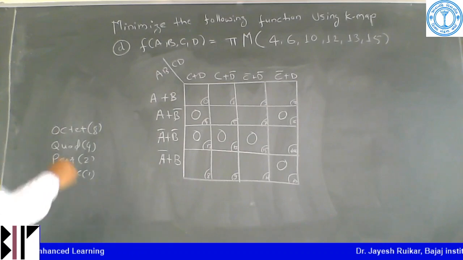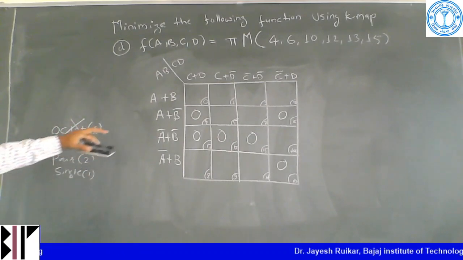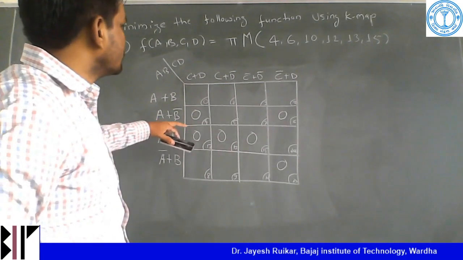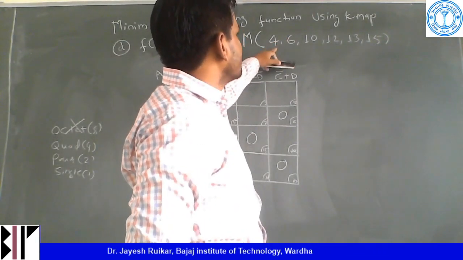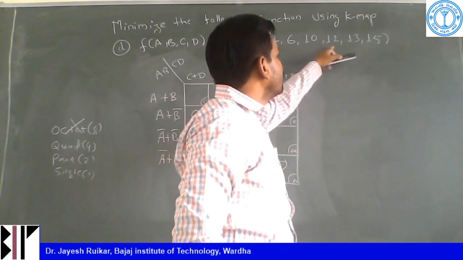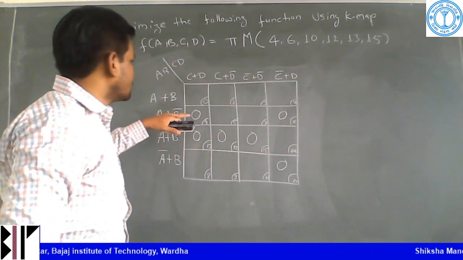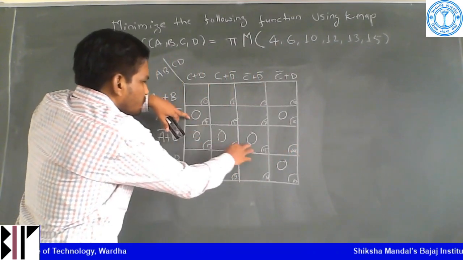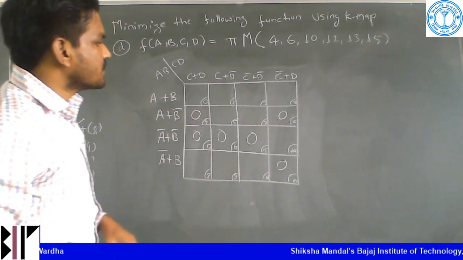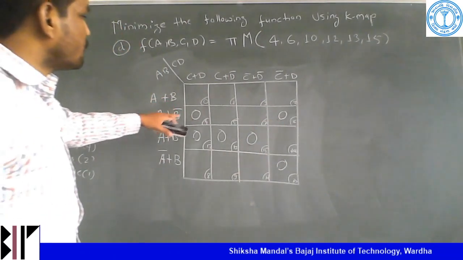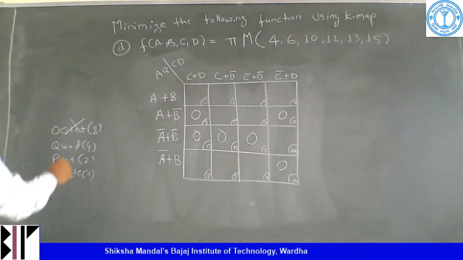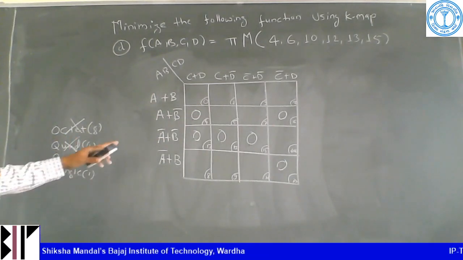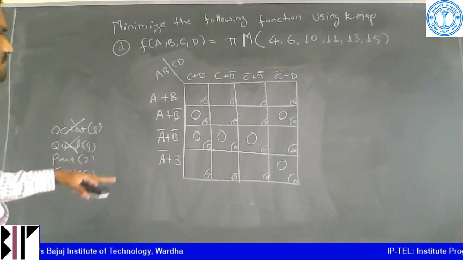So an octet is not possible. Let us check for a quad, that is 4 adjacent zeros. How many zeros are there? Just count: 1, 2, 3, 4, 5 and then 6. So 6 zeros. Now a quad is also not possible. We cannot combine any 4 zeros. Is a pair possible? Yes, a pair is possible.